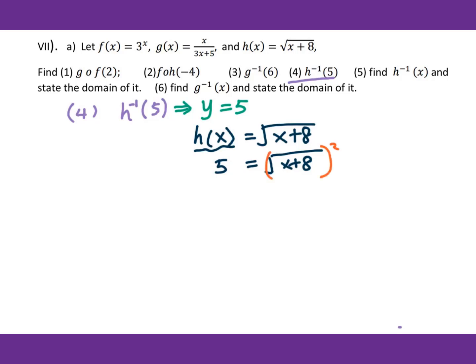Then we square both sides. We get x plus 8 equals 25. Minus 8 both sides, you will get 17.